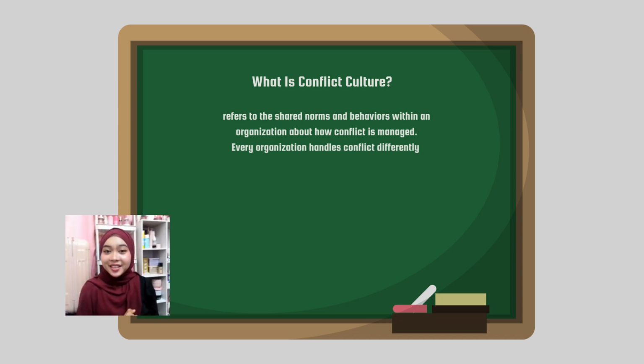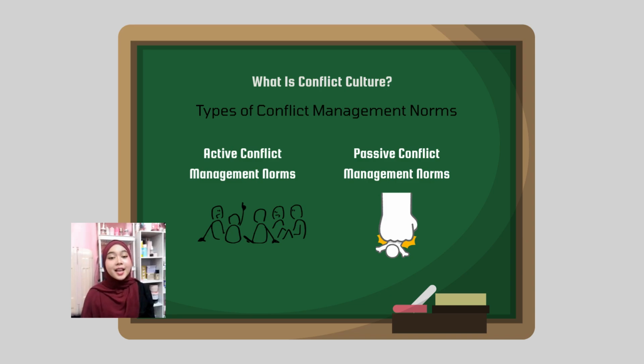Okay, what is conflict culture? Conflict culture refers to the shared norms and behavior within an organization about how conflict is managed. Every organization handles conflicts differently. Okay guys, types of conflict management norms. We have two. The first one is active conflict management norms. In this type of culture, conflicts are addressed openly and directly. Employees are encouraged to speak up and work through disagreements rather than hide them. This often leads to faster solutions and improved understanding.